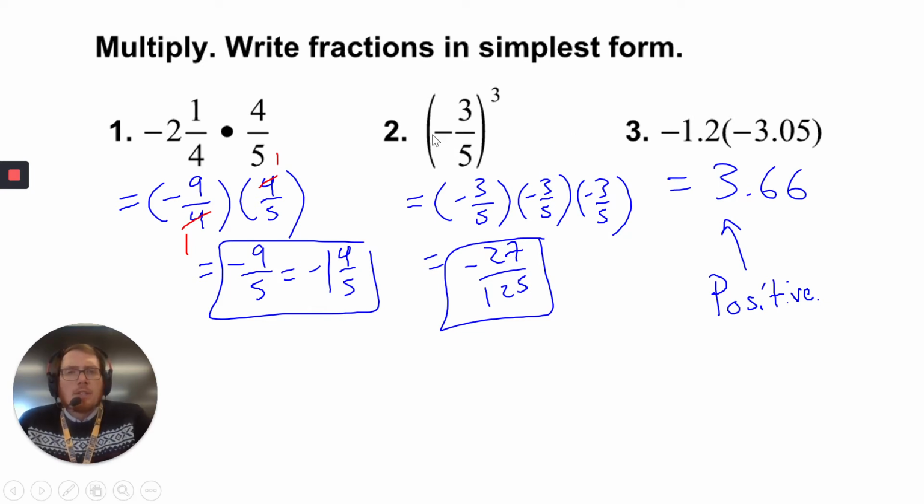The next one, notice this is negative 3/5 raised to the third power. It's in parentheses, so that means it's negative 3/5 times itself times itself. There's no cross simplifying that can be done here. Remember, you can't cross simplify on the top. It's only on the top and bottom.